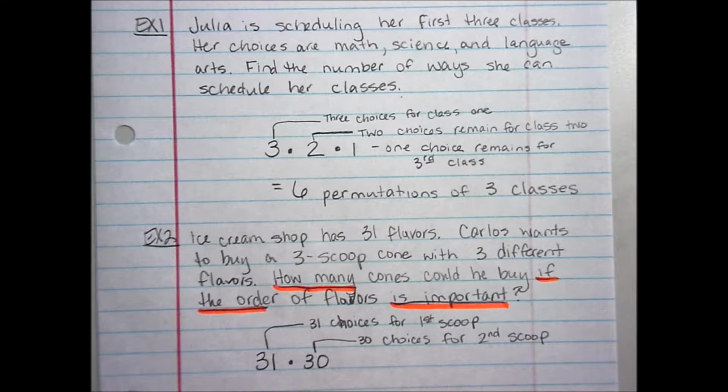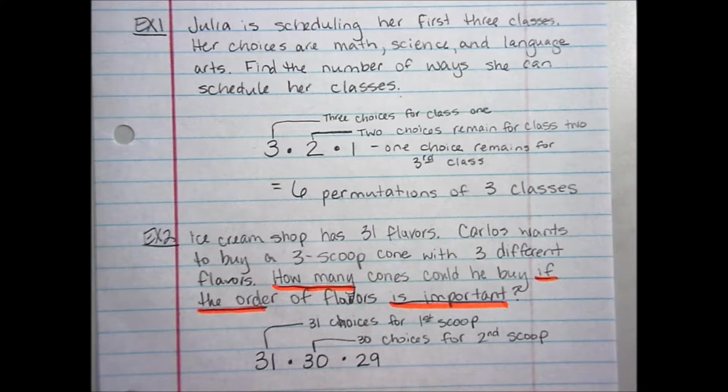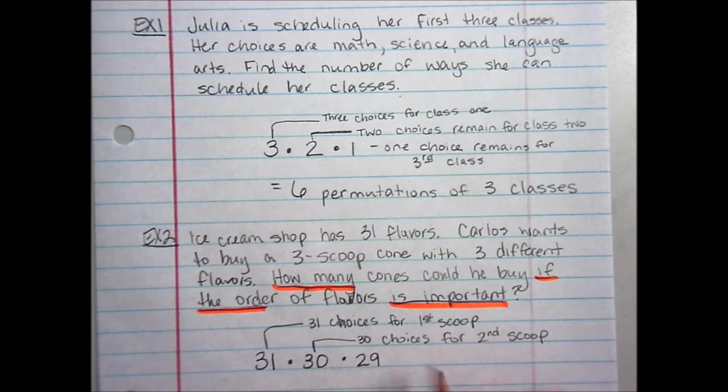Okay, now he's going to make his third scoop choice. Well, how many choices are left for his third scoop? 29. Okay, now for this problem, I'm not going to keep going until I get to 1. Because how many scoops did he ask for? 3. And I've got 3 right here. That's as tall as the ice cream cone will be. So now in my calculator, hold on, I forgot to write this. 29 choices left.